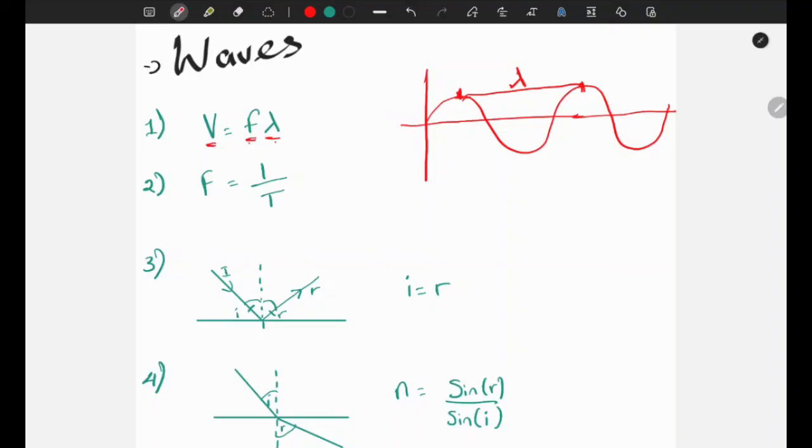And the formula for frequency is 1 over T. Now T is the time taken for one complete oscillation. One complete oscillation means this, from this point to this point. So the time taken for this oscillation is T. So 1 over T would give us the frequency.